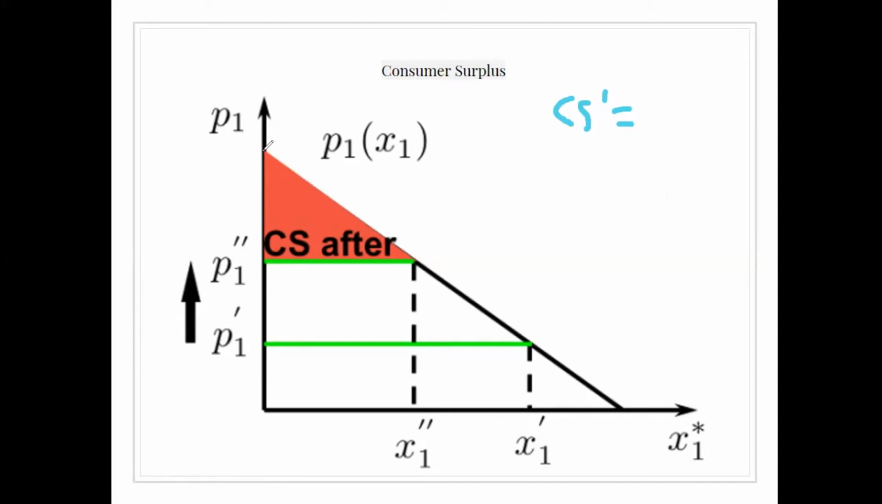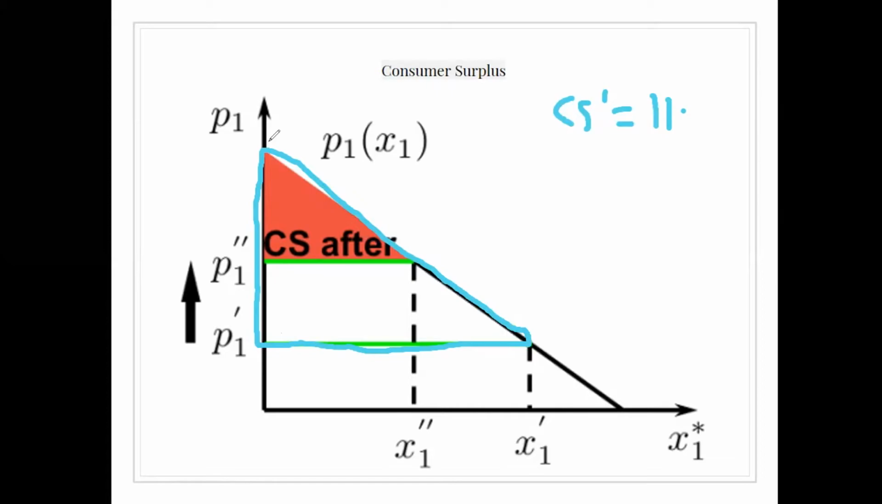If we wanted to calculate the original triangle from before, imagine that this is a straight line. To calculate this triangle and what the consumer surplus was, we would see how many units I bought, X1 prime, which we said was 11 units, times the difference between the maximum price you were willing to pay, this point at the top where the demand starts, and what you actually had to pay.